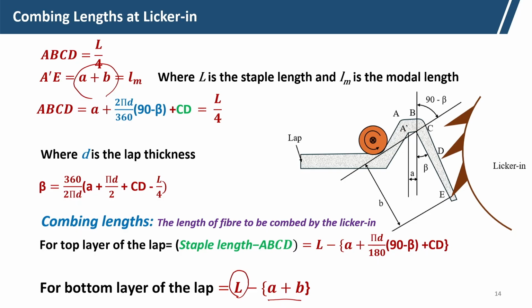That means the combing length for the top layer and bottom layer are different, and this is the length where the fibers are gripped and allowed to be combed. But as soon as the fiber is released from the gripping point, it will not be combed, it will directly be pulled by the liquoring. That is why combing length is L minus ABCD for the top layer and L minus A plus B for the bottom layer.